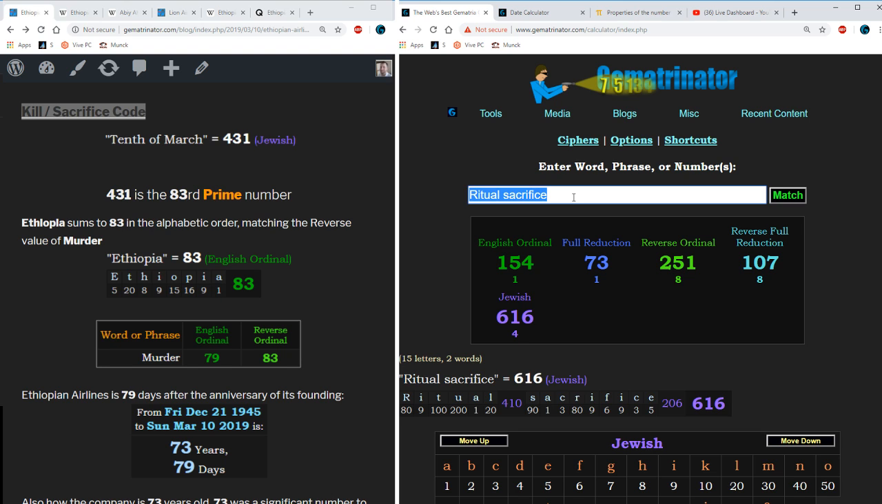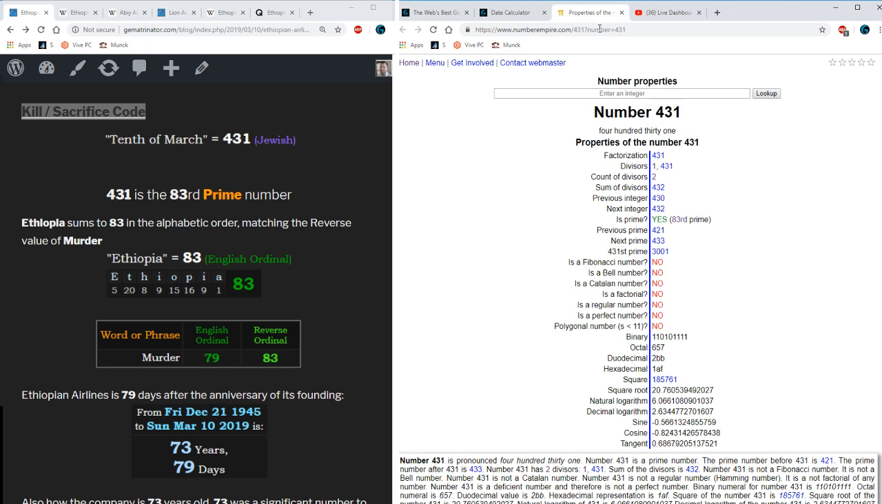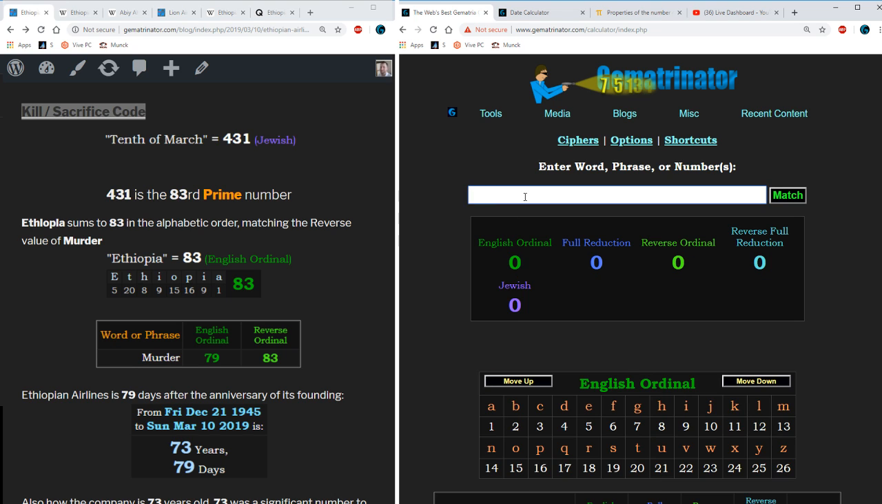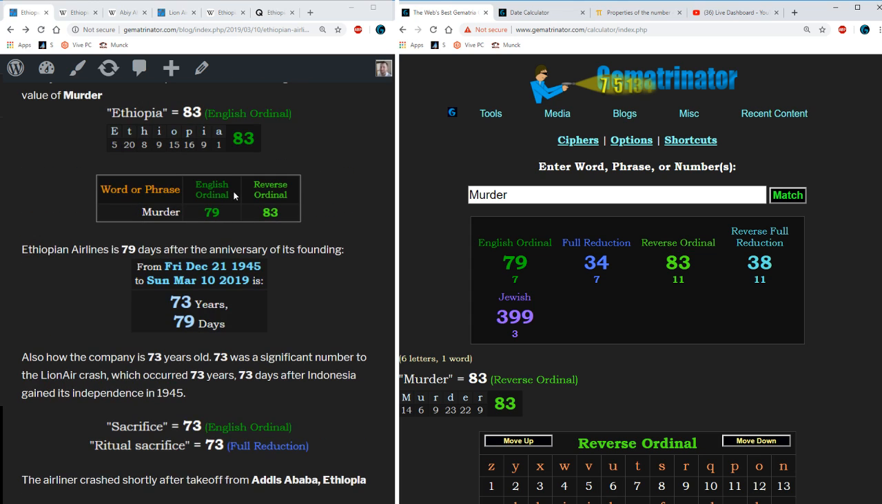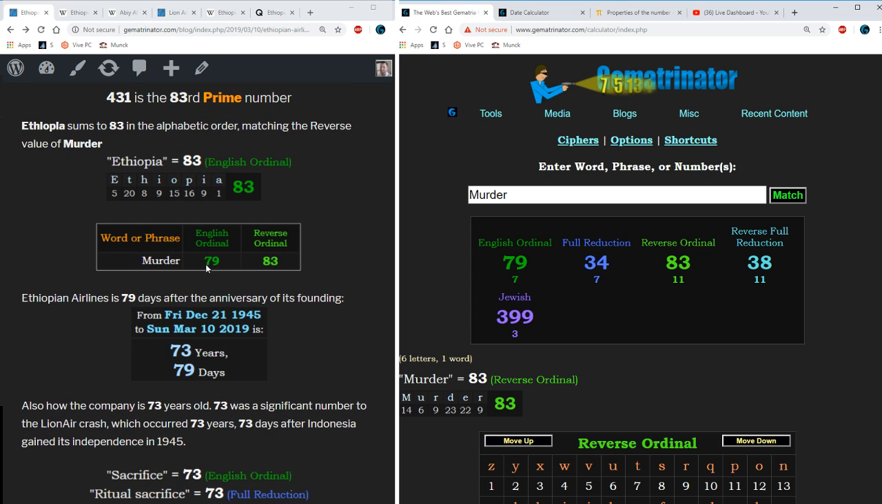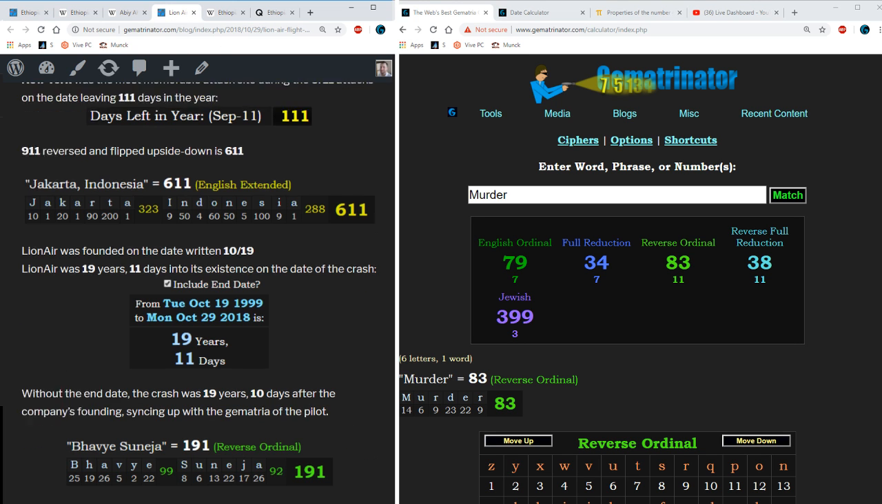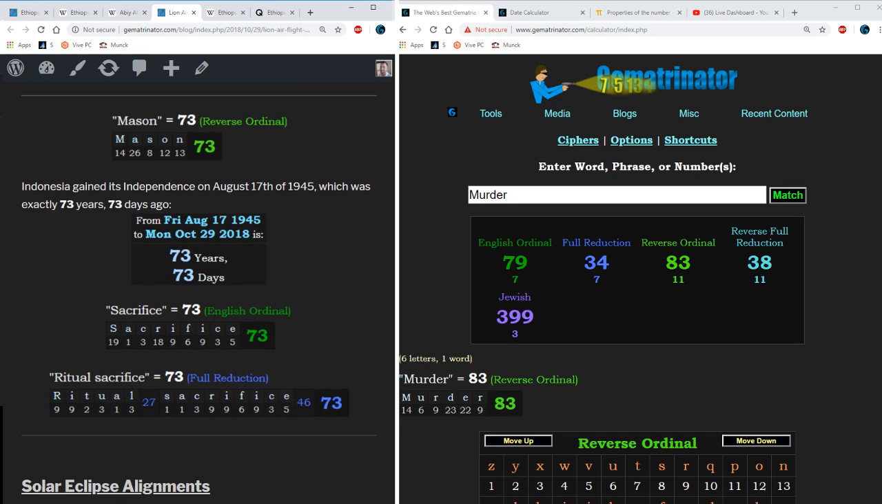So taking a glance at Jewish or Latin gematria, notice how 10th of March equals 431. Well, this is the 83rd prime number. Ethiopia equals 83, just like the word murder, 83 in reverse. Now in ordinal, murder equals 79. And Ethiopian Airlines is 79 days after its anniversary on today's date. But what's really interesting is how Ethiopian Airlines is 73 years old. And this really stands out because this Lion Air plane crash from October occurred when Indonesia was 73 years and 73 days after its independence.